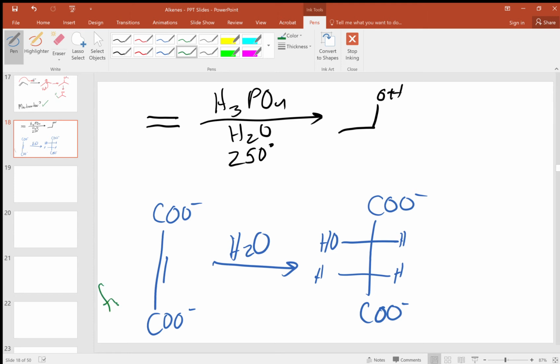On the left we have fumarate, and on the right we have malate, and the enzyme is fumarase. And this is one of the steps within the citric acid cycle.